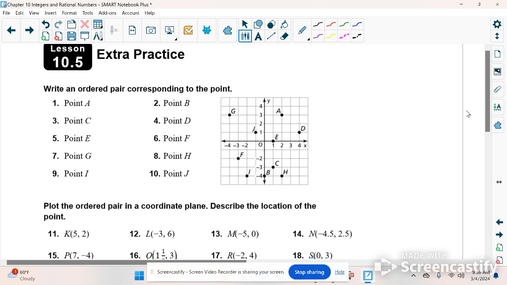Okay. Extra practice. All right, I want you to take about 3 minutes and write the ordered pair for these points. And then we're going to go over them. Write the ordered pair for numbers 1 through 10, and then we're going to go over it.